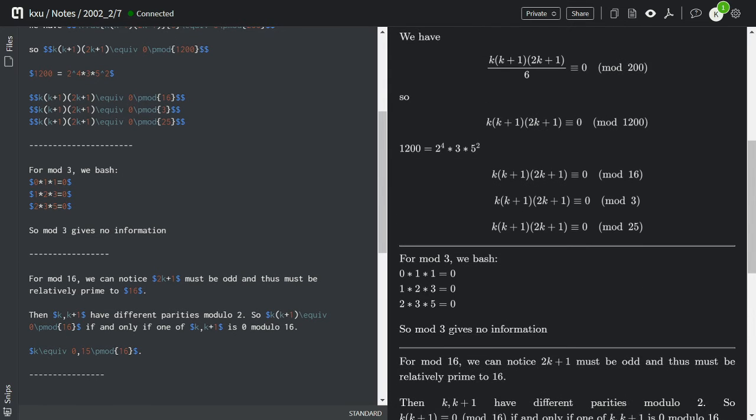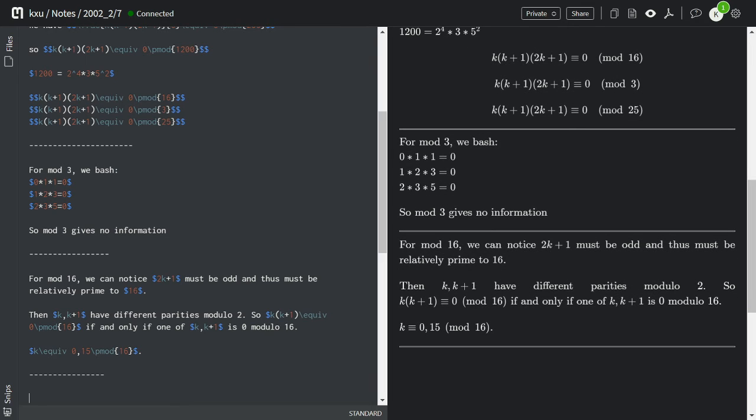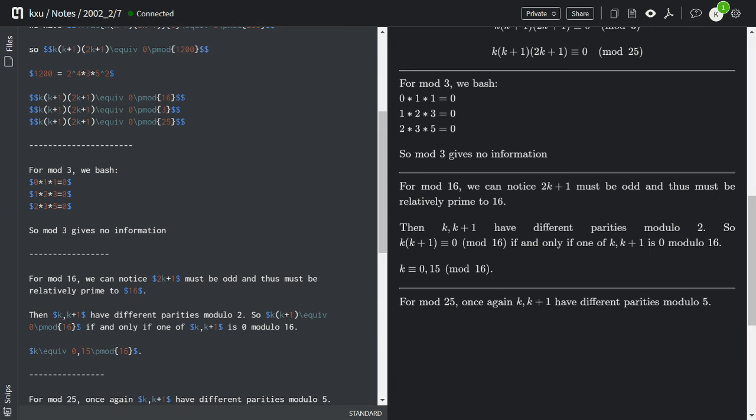So the last one, and the hardest one, is modulo 25. For mod 25, we can once again notice k and k plus 1 have different residues modulo 5. But 2k plus 1 is the one we'll have to tackle. So I guess there's two cases.